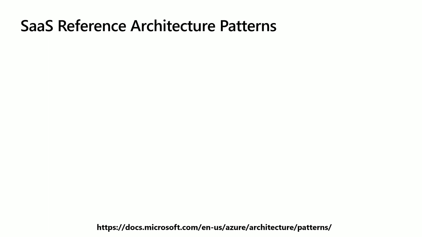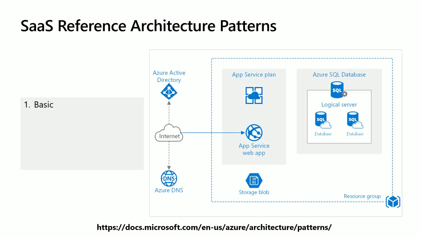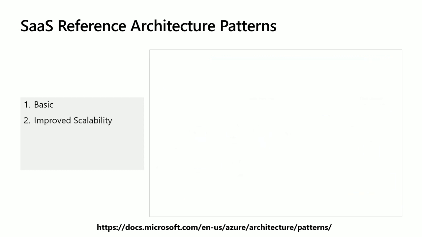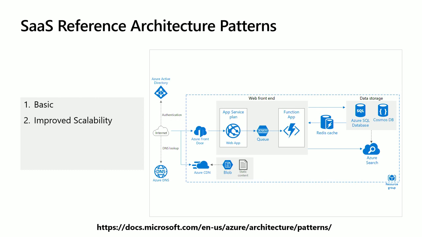Now, for a SaaS reference architecture, I put a link there. That's where we have all the architecture guidance from Microsoft. You will start with a very, very basic model, right? So this is just a web app with a tiered backend. Now we're going to take it to the next level: improve scalability. So tell me, what are the things that we've done here to improve scalability? There are 3 core areas that we touched. All right, see if you can figure it out very quickly.